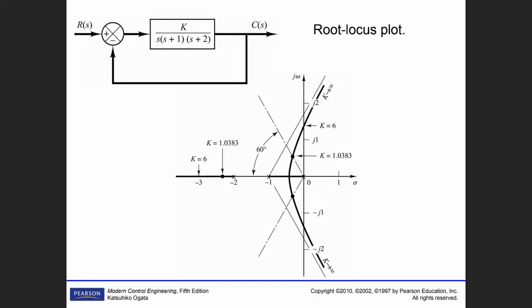Let me shrink it a little, it became too big. Now, the journey is starting from the poles for k equals 0. One of them is 0, see here. The other one is -1, and the other one was -2, -3. Now, these are the k equals 0 values.